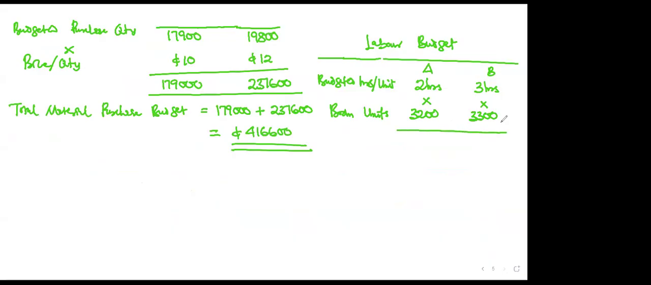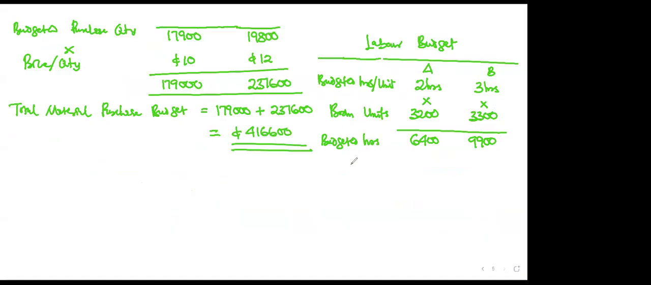When you multiply, this one will give you what? 6,400. And this will give you what? 9,100. Now these are hours. So this is the budgeted hours.